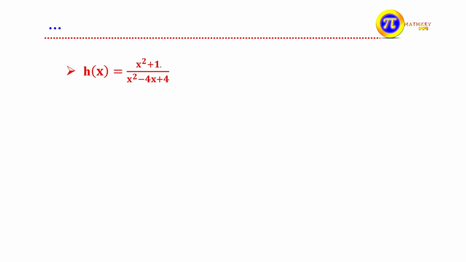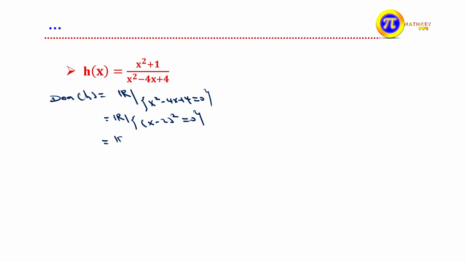x is equal to (x squared plus 1) over (x squared minus 4x plus 4). First we restrict the domain of h, which is all real numbers except the zeros of the denominator, as we said. x squared minus 4x plus 4 is equal to 0. When you determine this, it means (x minus 2) the whole square is equal to 0. For the zeros of the denominator, this shows that the domain is all real numbers except 2.